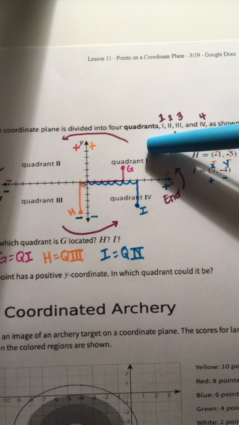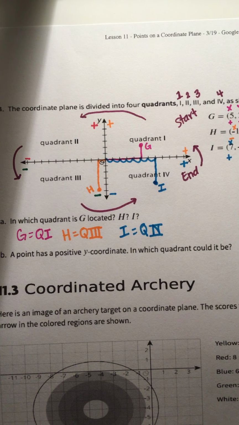All right, so now the second part of that one is B. A point has a positive y coordinate. In which quadrant would it be? So if y is positive, so then we're going to look, okay, well, here's a positive y. Do you see any other positive y's? Okay, so both of these have a positive y, right?